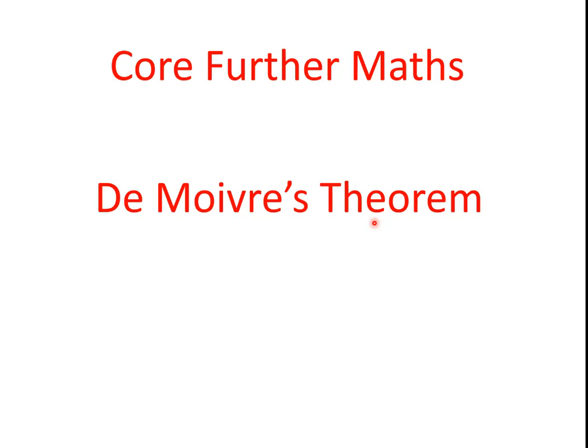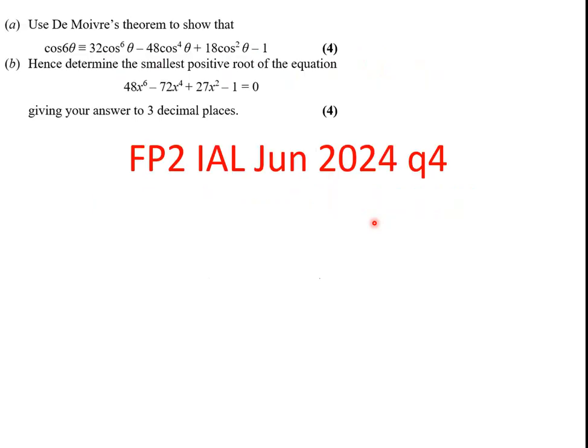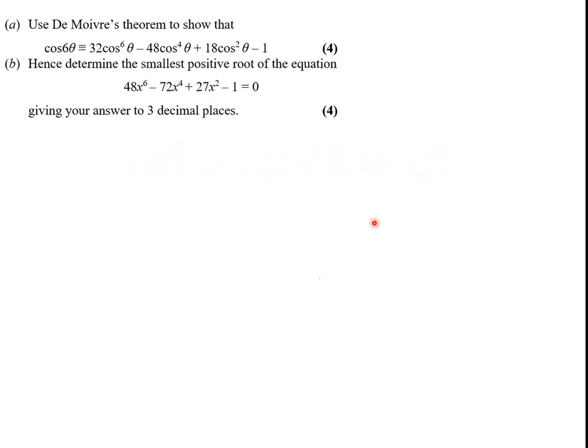I did a bit of de Moivre's theorem here from the core further maths content. It's the FP2 from June 2024, question 4. Now this question says, use de Moivre's theorem to show what cos 6 theta is, well really in terms of cos thetas, and then solve that equation.